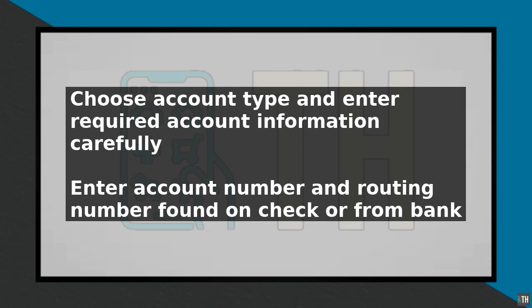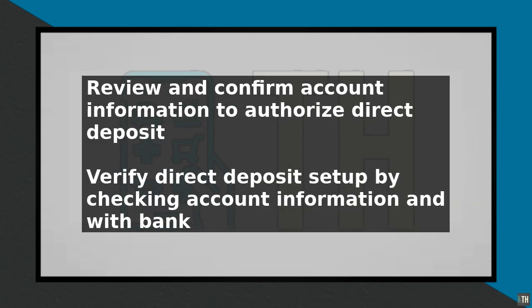It is also a good idea to check with your bank to confirm that the direct deposit has been set up correctly. Best practices for setting up direct deposit in the Workday app include double-checking the account information to ensure it is accurate, keeping your account information up to date, and monitoring your pay to ensure the direct deposit is working correctly. By following these steps and best practices, you can easily set up direct deposit in the Workday app and enjoy the convenience of having your pay deposited directly into your bank account.